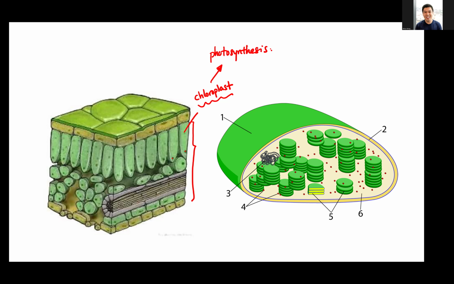You also learned that chloroplast has three membranes. The outer membrane, so the outer chloroplast membrane. I'm going to put it in numbers here. So number 1 here, that's the outer membrane of the organelle. So that's the outer chloroplast membrane. Number 2, this is the inner chloroplast membrane.